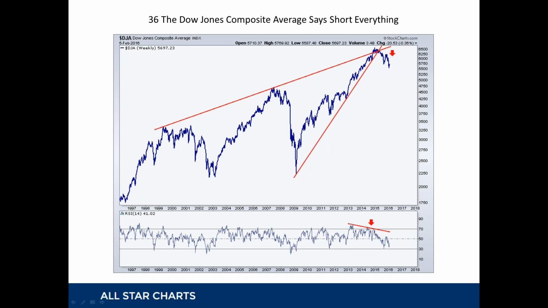Chart number 36 is the Dow Jones Composite Average, right? Which is suggesting we need to short everything. The Dow Jones Composite Average, for you guys that don't know, is a combination of all three of the Dow Jones indexes. This is the Dow Jones Industrial Average, which has 30 stocks, the Dow Jones Transportation Average, which has 20 stocks, and the Dow Jones Utility Average, which has 15 stocks. So the Dow Jones Composite Average consists of all 65 of those stocks.